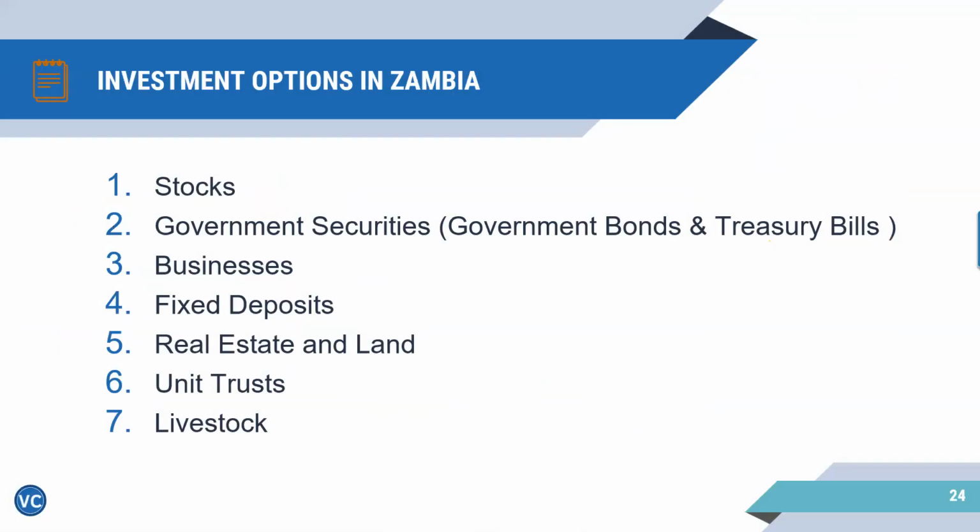So what investment options do we have? If you've attended my classes, you probably know most of these, or if you follow me on social media. We have the default 7: stocks, government securities, businesses, real estate, unit trust, fixed deposits, and livestock.